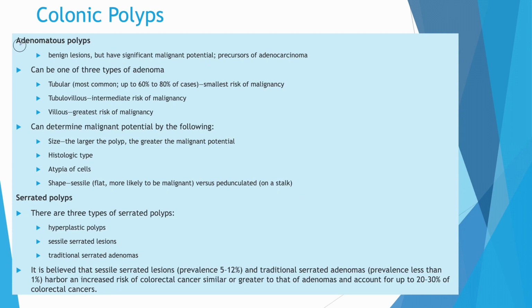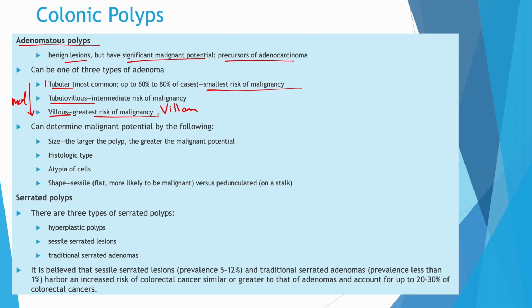Adenomatous polyps, let's talk about those next. These are benign, however, they have significant malignant potential. They are essentially the precursors to adenocarcinoma. And we said there are 3 types, and the further down they go, the worse off they are, the greater the malignancy. The first that we see is the tubular. Tubular is the most common type of adenomatous polyp, and it has the least amount of risk of malignancy. Moving up, we have the tubulovillous, which has an intermediate risk of malignancy. And last but not least, we have the villous. The way I like to think of it is villous sounds like a villain, right? And villains are bad. So this is the worst type of adenomatous polyp that you can have, with the highest risk for malignancy.